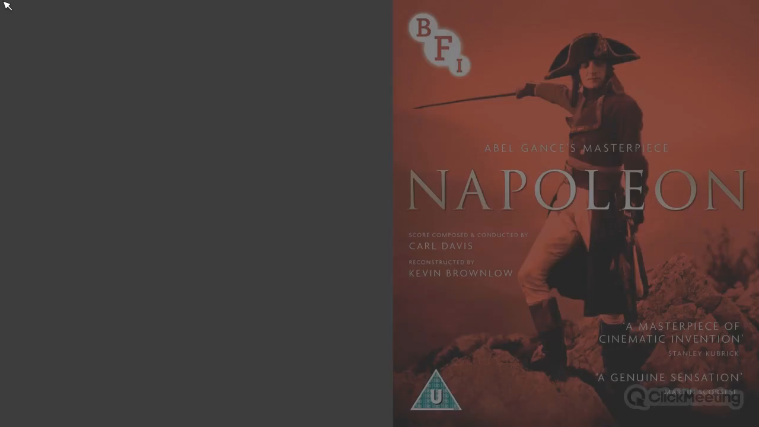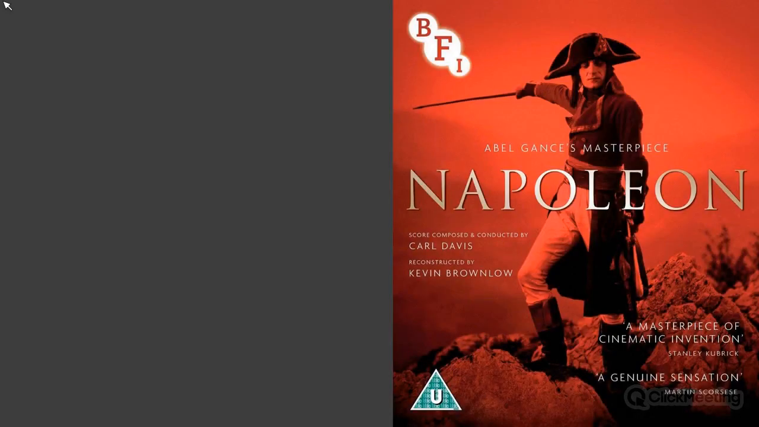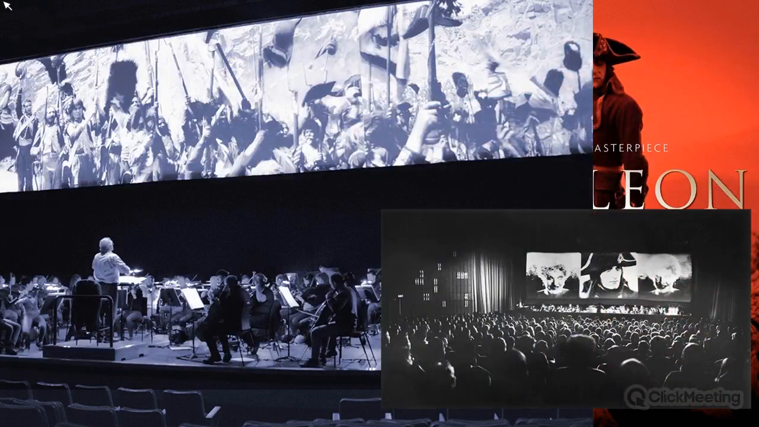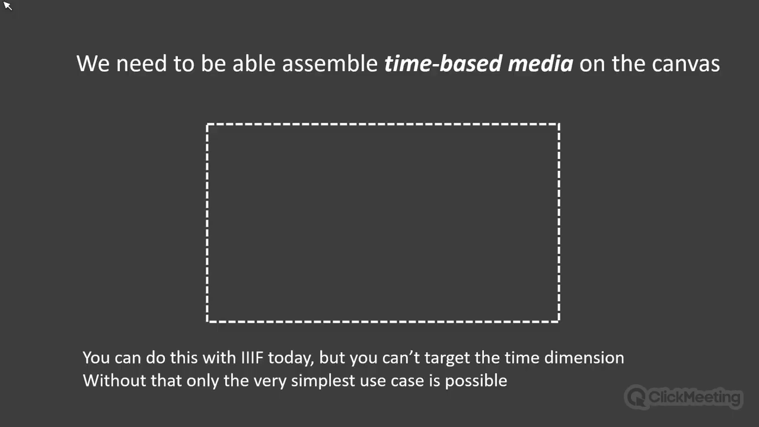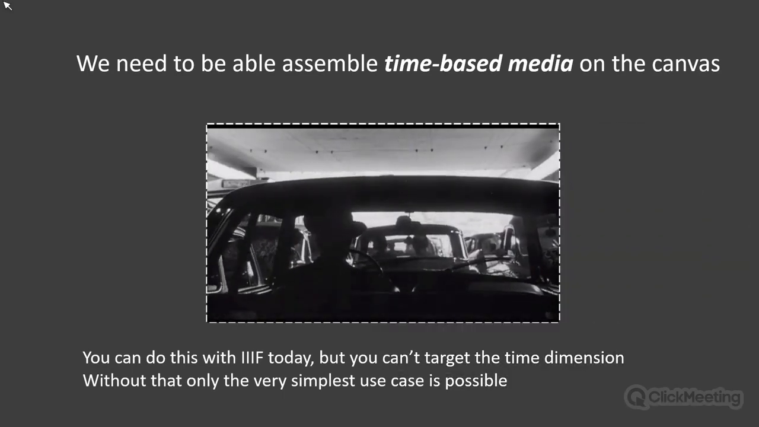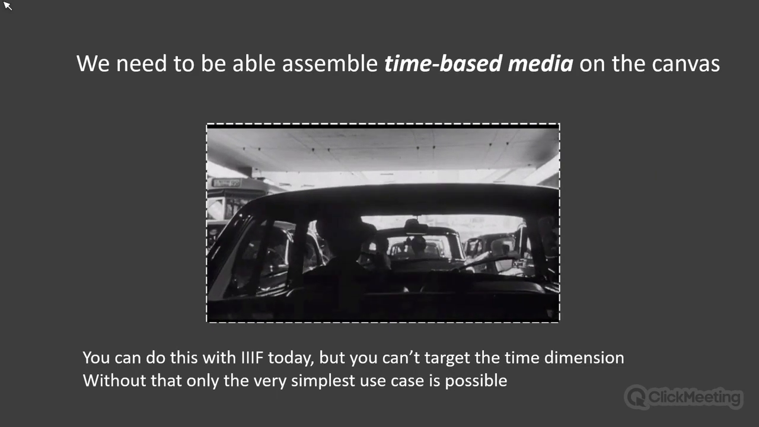So here's a use case from the BFI, a reconstruction of the film Napoleon, which has multiple projections, multiple sources of film, multiple sources of sound. Can we do on our canvas for time-based media what we've just seen happen for two-dimensional and text-based content? Well, in one sense, we can already do this because we can apply a piece of film to our canvas.